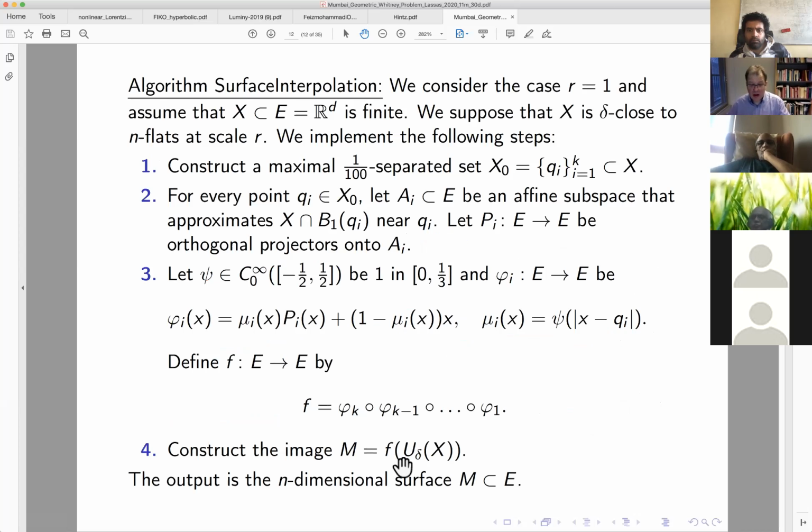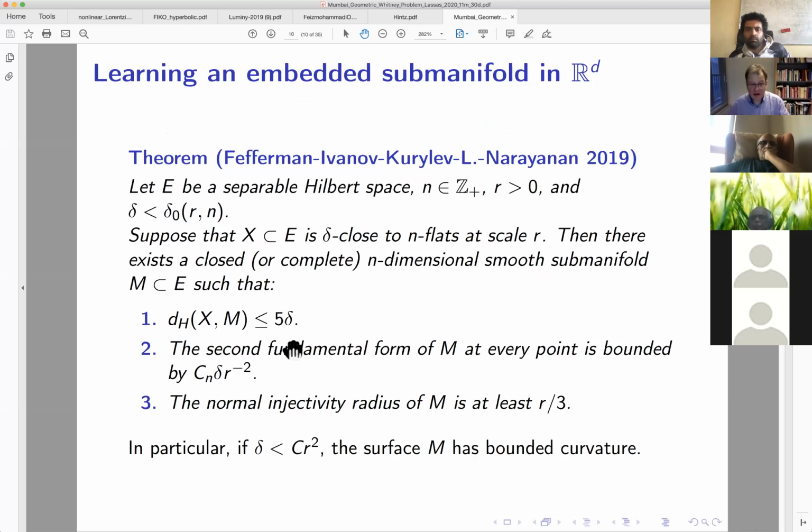And then we take the delta neighborhood of the whole data set and squeeze it. And then it turns out that this obtained image is a smooth n-dimensional surface that we wanted to construct. And this has the required properties. So this gives a theorem, gives a criterion and the construction of how a point cloud in Euclidean space can be approximated with a smooth submanifold.